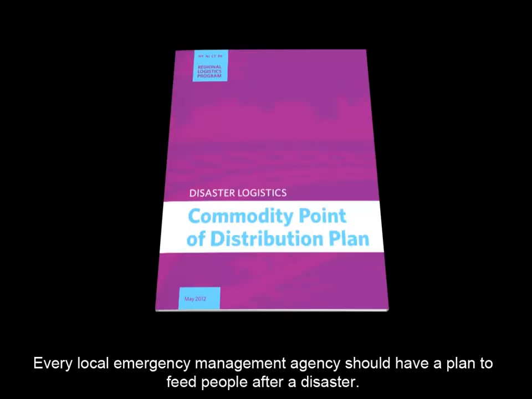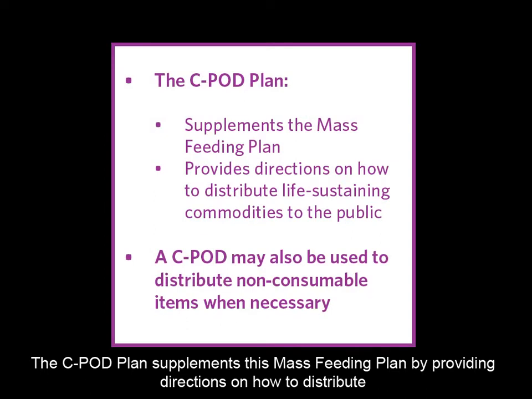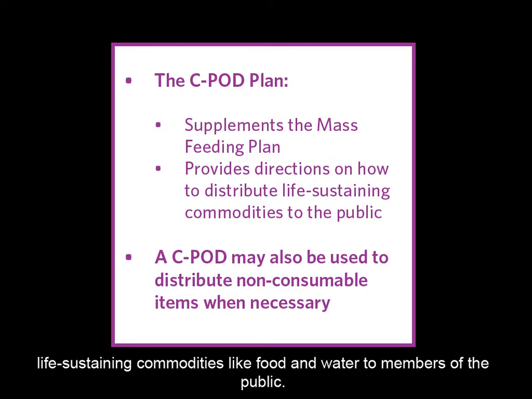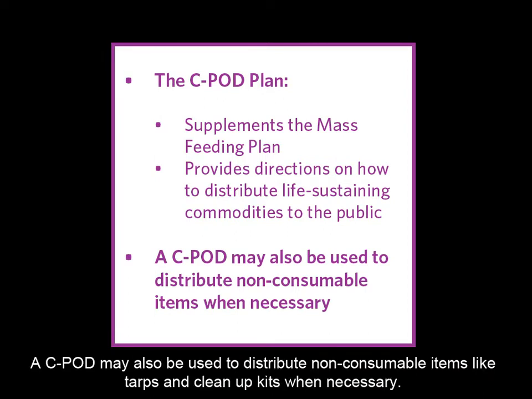Every local emergency management agency should have a plan to feed people after a disaster. The CPOD plan supplements this mass feeding plan by providing directions on how to distribute life-sustaining commodities like food and water to members of the public. A CPOD may also be used to distribute non-consumable items like tarps and cleanup kits when necessary.